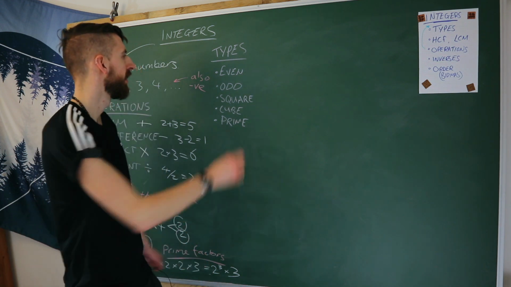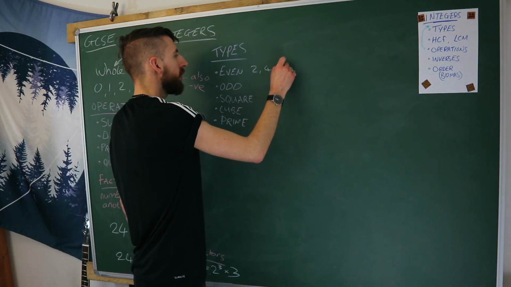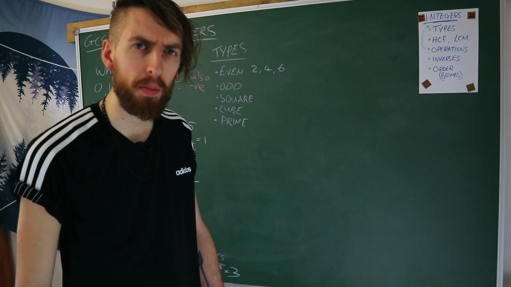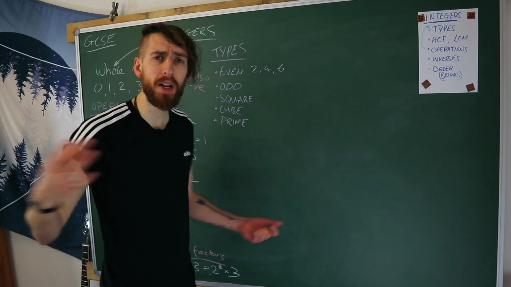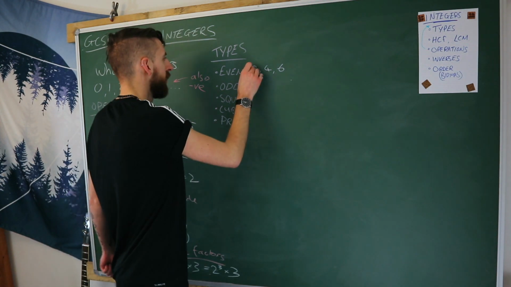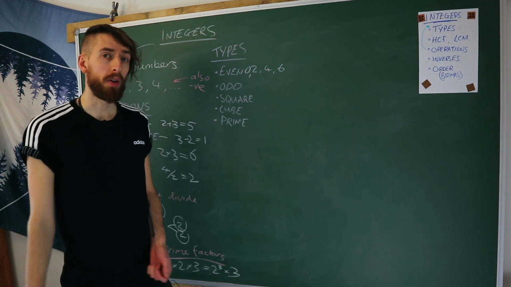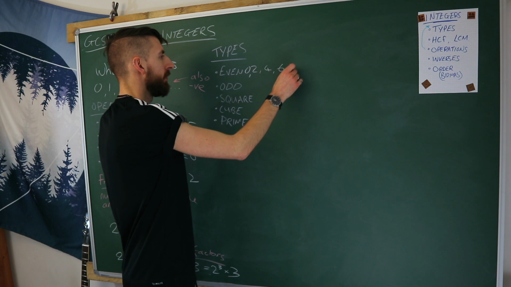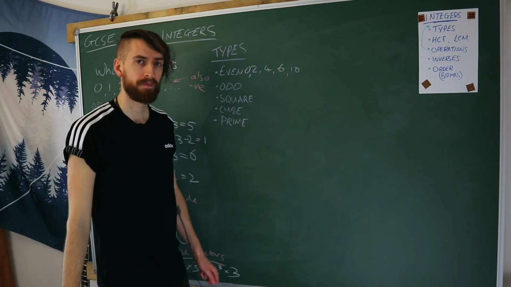Anything like that. So 2, 4, 6. What about 0? Is 0 a prime? It is. What? Why do I keep saying prime? Is 0 an even? It is. So we throw that in there as well.